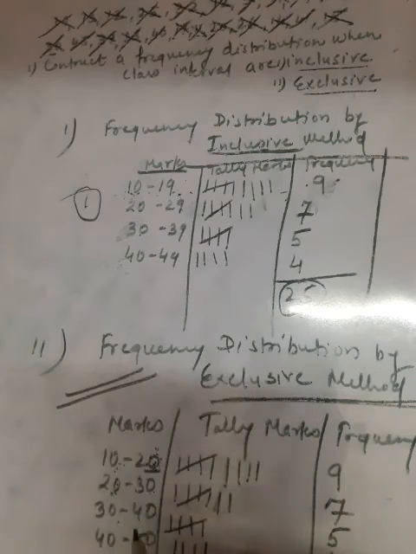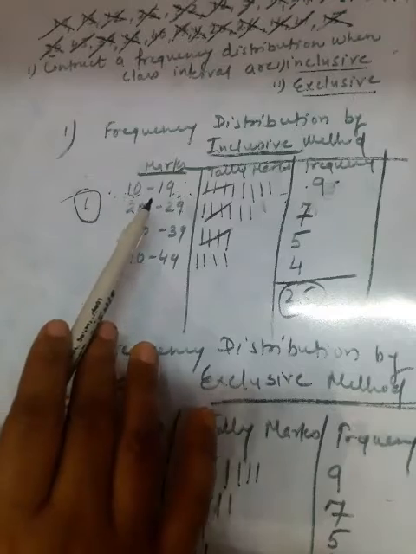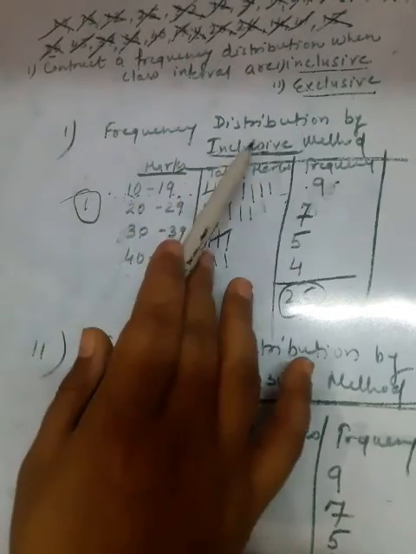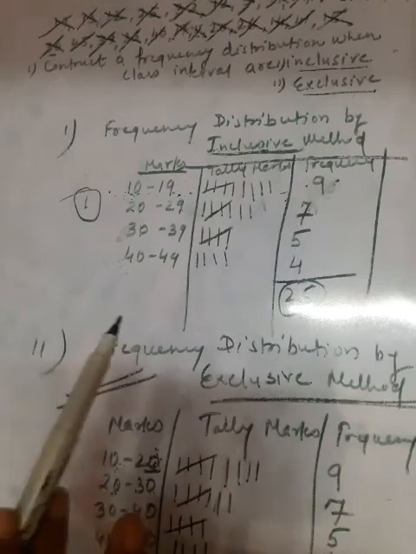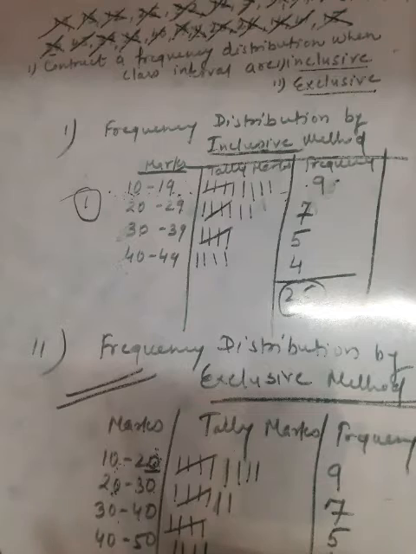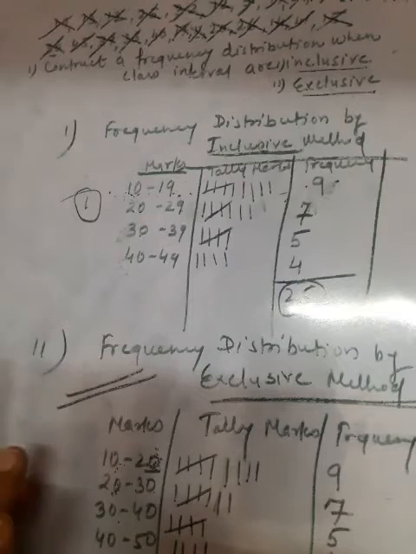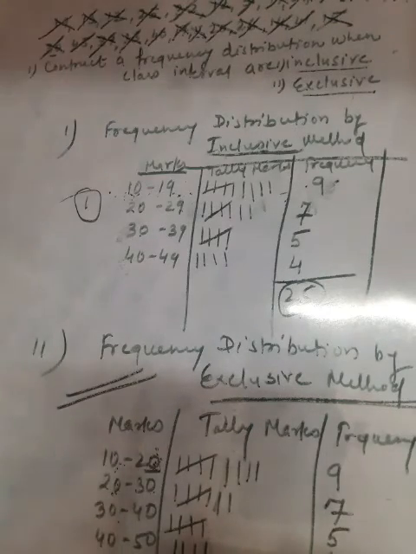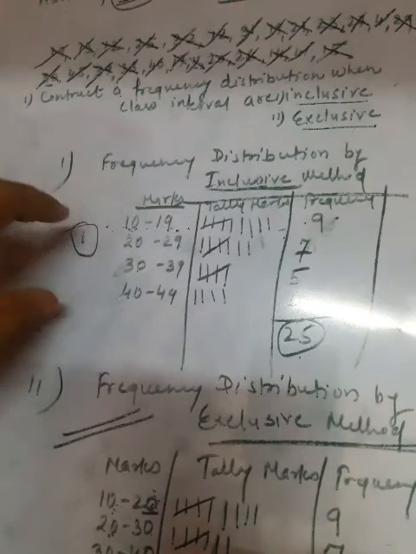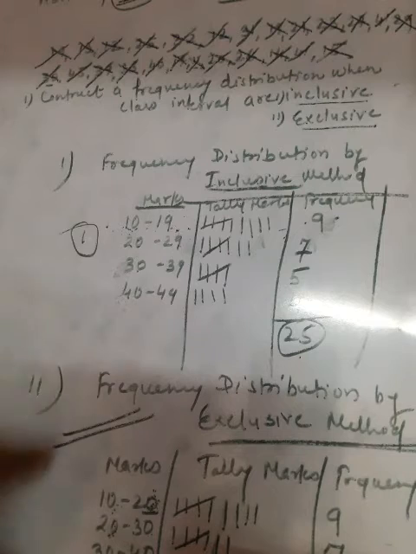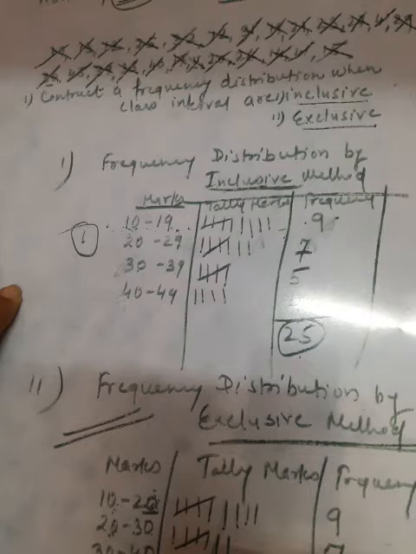There is no need to convert. But here, for simplification of calculation, it is necessary to change the inclusive method into the exclusive method. That I will discuss in the next chapter, where you have to study in detail how to convert inclusive to exclusive. Here you just need to know how raw data can be converted into a frequency distribution by the inclusive method or the exclusive method, and what the difference is between them.